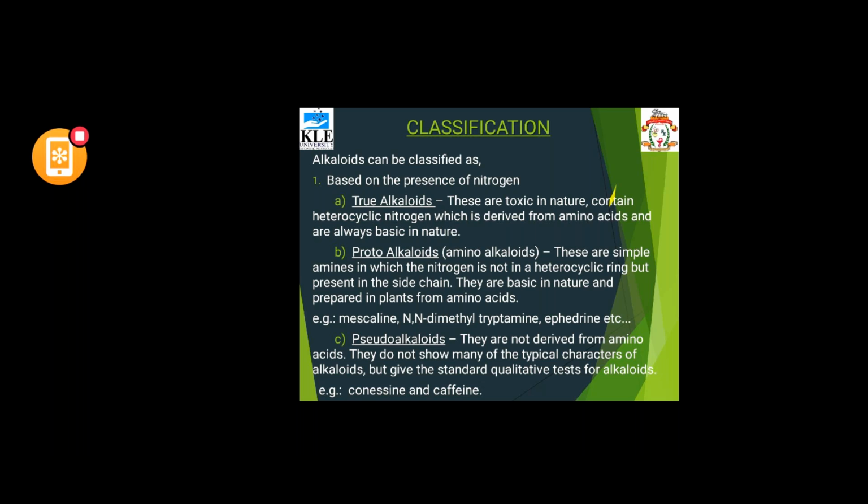Proto-alkaloids, also known as amino alkaloids, are simple amines and basic in nature. In these proto-alkaloids, the nitrogen is not present in the heterocyclic ring, but it is present in the side chain. Examples: mescaline, ephedrine, N,N-dimethyltryptamine. Pseudo-alkaloids are not derived from amino acids. Neither do they show many of the typical characters of alkaloids, but they give standard qualitative tests for alkaloids. Examples: caffeine.